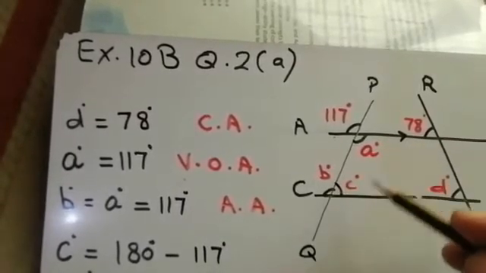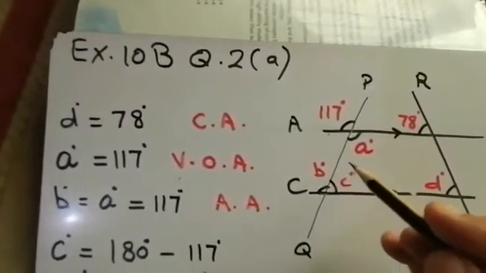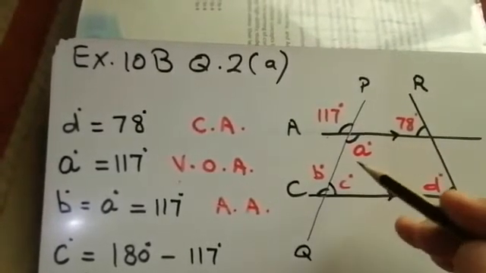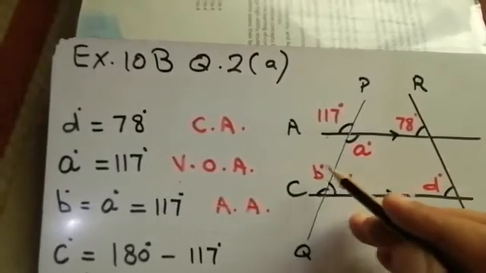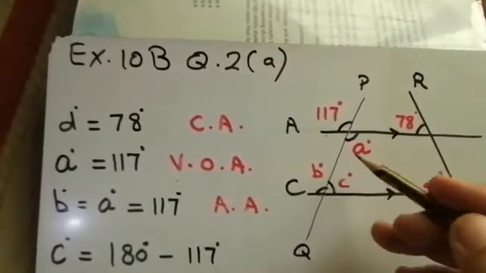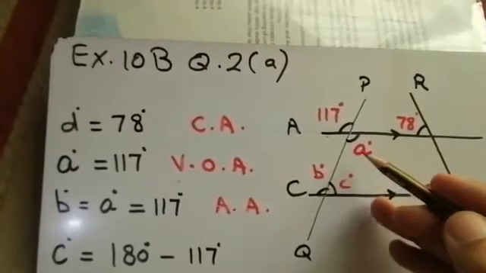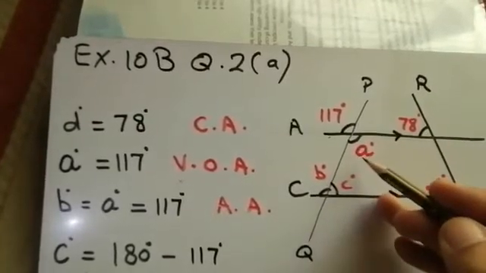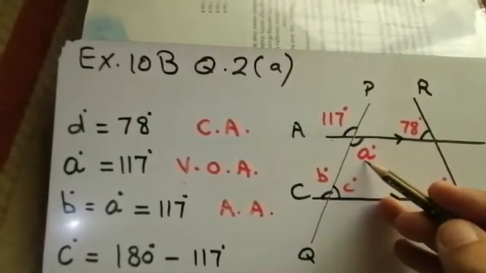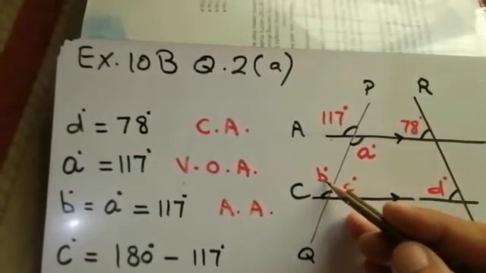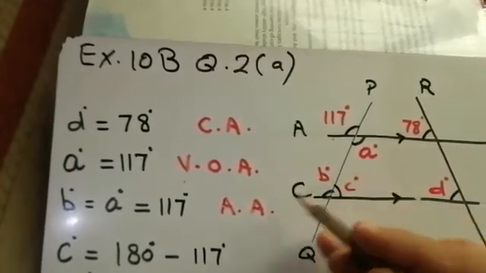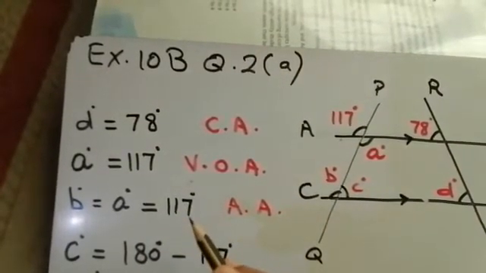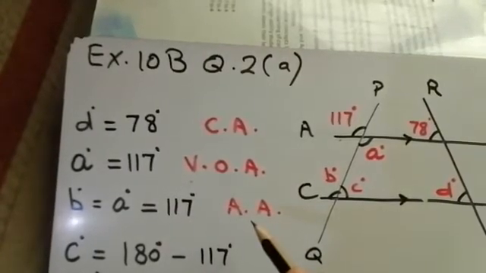Now if you look at this part of the diagram, you can again see that this transversal is intersecting this pair of parallel lines. So angle A and angle B, as I told you in the previous video, form a pair of alternate angles. If this angle is 117 degrees, then this must be 117 degrees, for the reason this is a pair of alternate angles. So I have written here B is equal to A, which is equal to 117 degrees, and the reason is this is a pair of alternate angles.